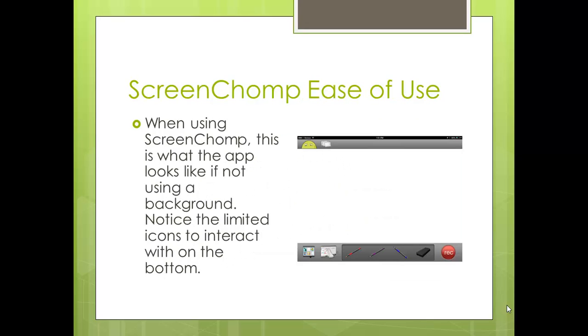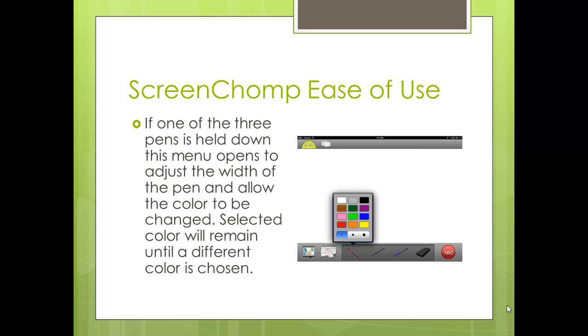When you first open the ScreenChomp app, this is what it looks like if you don't have a background. It's just a white screen. You'll see that there are very few icons on the bottom. If you click on one of the pens, this menu will pop up. The 3 black dots allow you to change the thickness of the pen, and the colors allow you to change the colors of your pens. When you select a color, it will remain there on the bottom of the screen until you choose a different color.